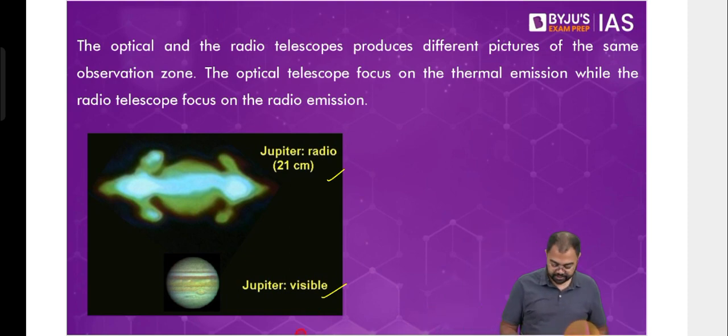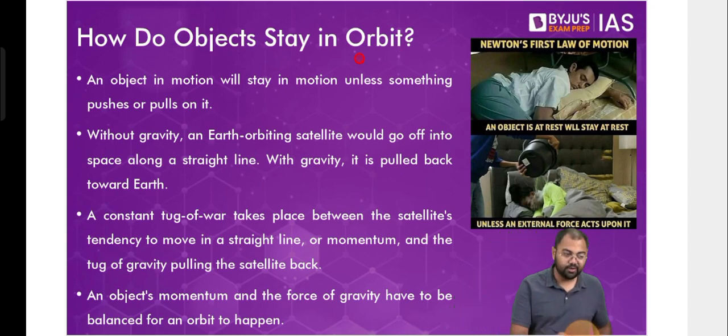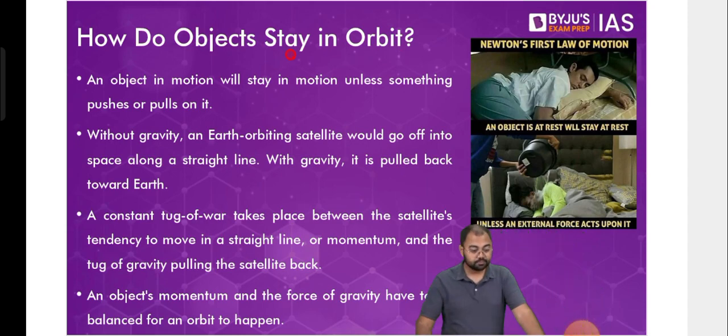So this is about the ground-based observations, but more important than this are our space-based observations, where we are launching a satellite, and this satellite will be used for making observations or for any of the applications that we need from the satellite.